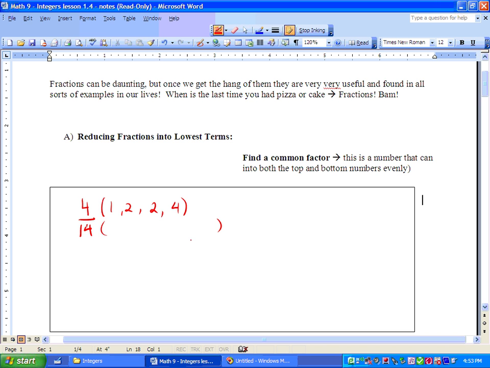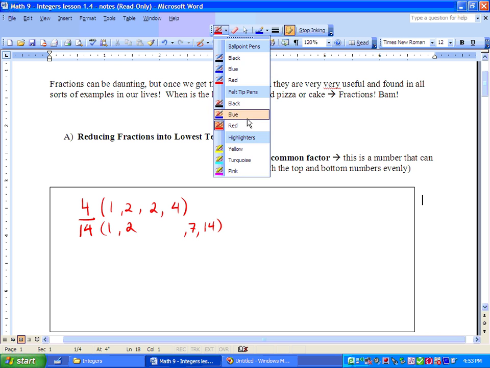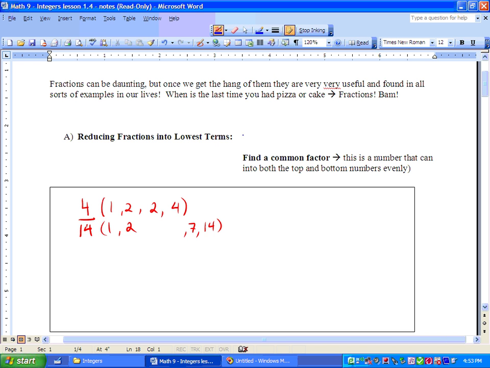Next we're going to do the same thing for 14. 1 and 14, and 2 and 7. Then we ask ourselves, what is the greatest common factor? Well, it turns out that it's 2. So that's the number that we're going to divide both our numerator and our denominator by. So we're going to go 4 over 14 divided by 2 divided by 2. That's the largest number that will go into both numbers evenly. And we get 2 over 7. That's an equivalent fraction. That's the exact same as 4 over 14.